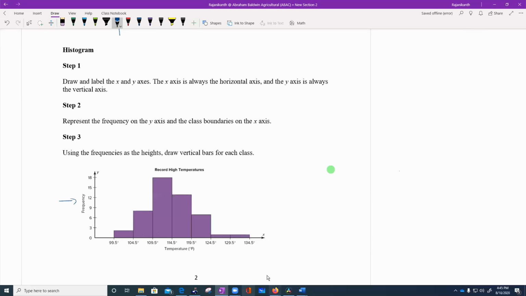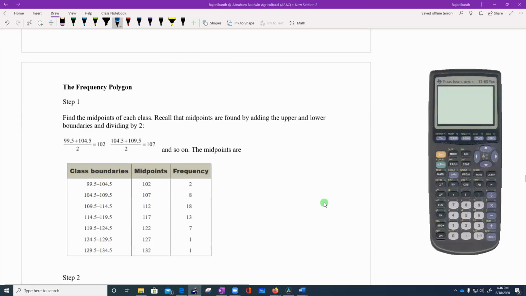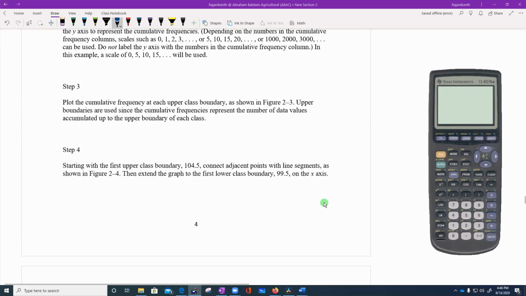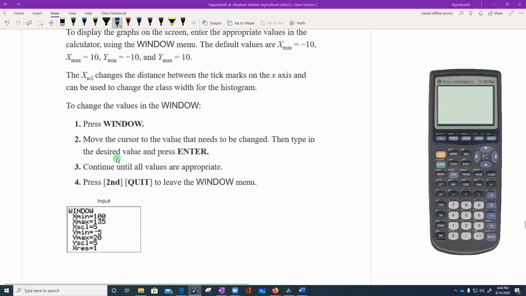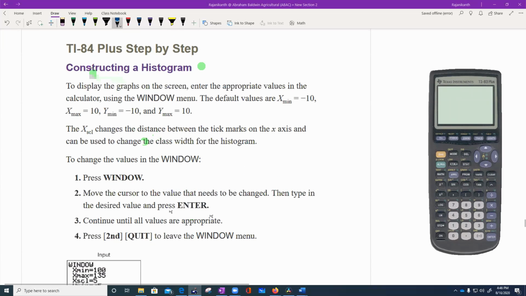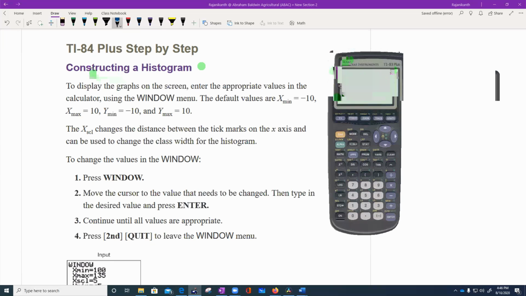Okay, so I have now TI-83 Plus. I'm going to use this calculator to draw the histogram. Anyway, I believe I have included all the steps about the technologies used. You see here, this is about TI-84 Plus step-by-step constructing a histogram. So I have given all the directions to follow up to draw the histogram. Okay, now we are going to draw a picture in this little window. Before starting, you need to set the window first.